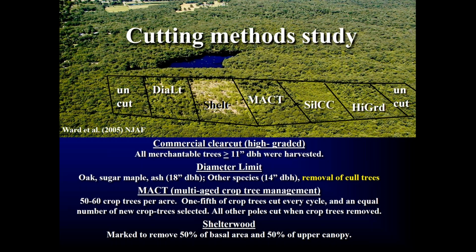And I wish I could find the paper, but I believe I read one place where Bill Leak had mentioned that if you're going to do a diameter limit cut, the important thing to do is to cut out all the cull trees. So it's one of the things they did there.